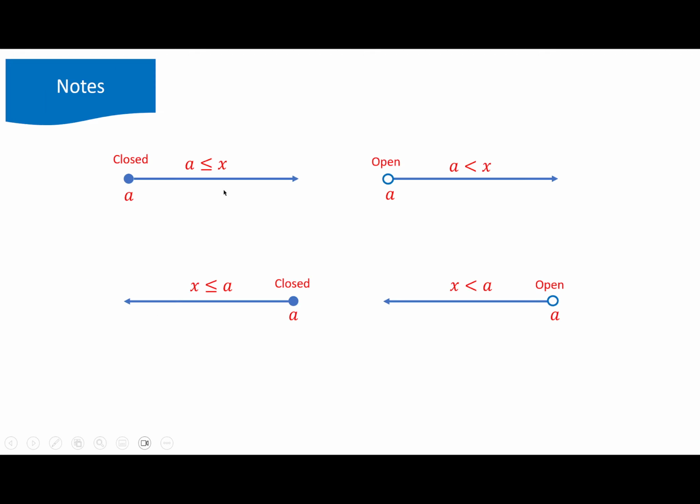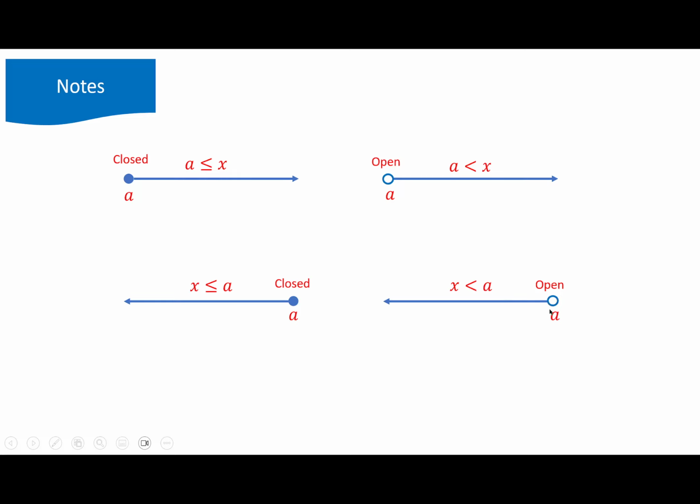Notes. When we represent a less or equal than x, which can also be read x greater or equal than a, we use this arrow and a closed circle here because a is included. When a is not included, like a less than x, we make an open circle. So this is x greater than a, or a less than x. Same here, x less or equal than a, in this direction to the left of a. x less than a, again to the left of a, but this is open.